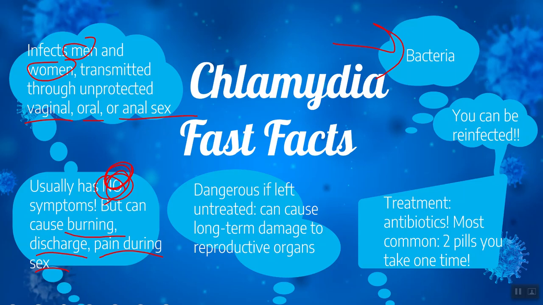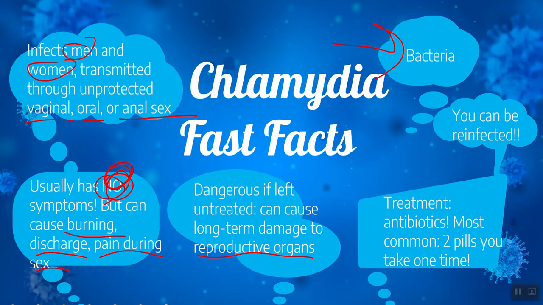Now, if chlamydia is left untreated, it can cause a lot of long-term damage to reproductive organs. For females in particular, chlamydia can cause something called PID, pelvic inflammatory disease, that can eventually lead to infertility or stop them from being able to have children.